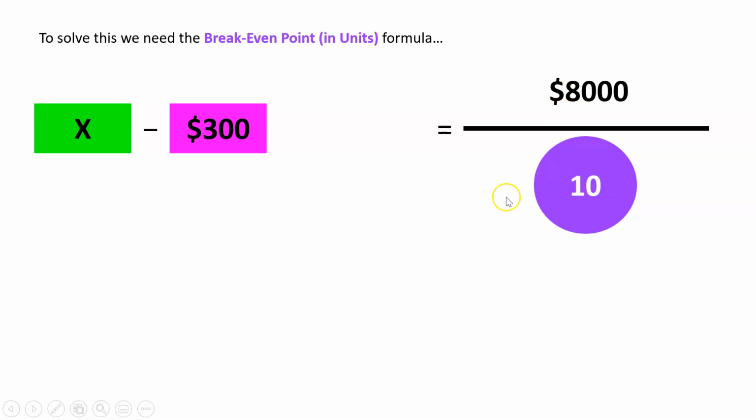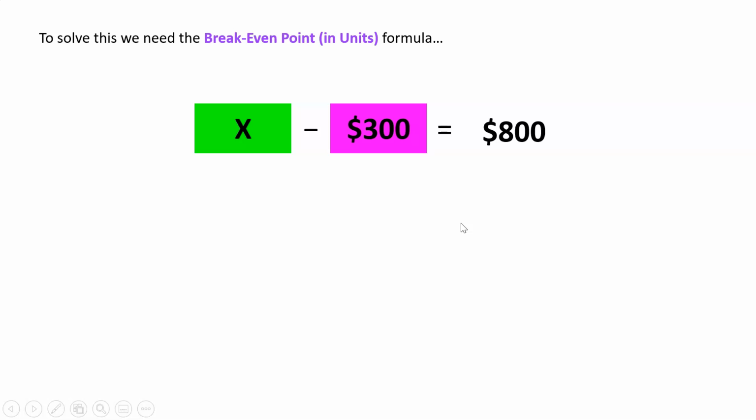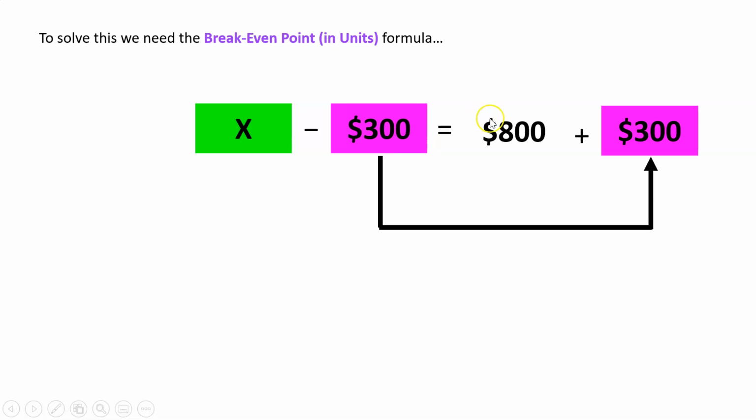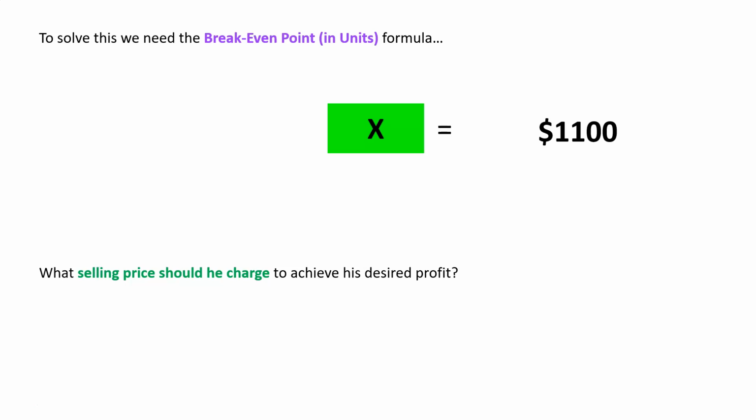So 8,000 divided by 10 is 800. Now we want to find X, so we've got negative 300 here. So we move that over and we say that's plus 300. So X now equals 800 plus 300 is 1,100. So by doing that, we can actually answer Mike's question now. What selling price should he charge to achieve his desired profit? He should charge $1,100 per unit.